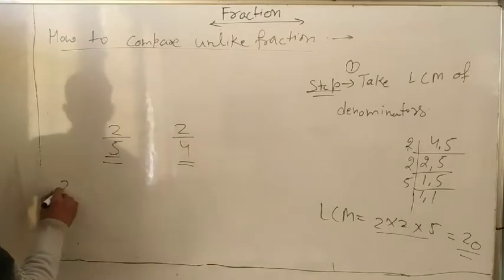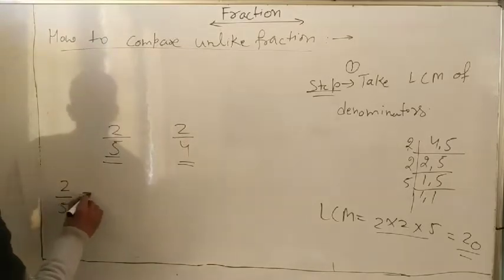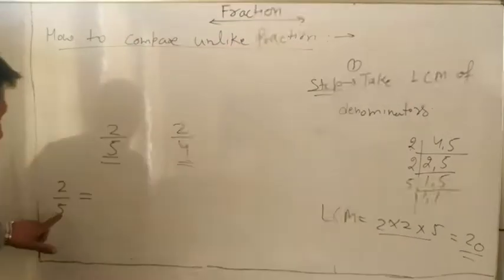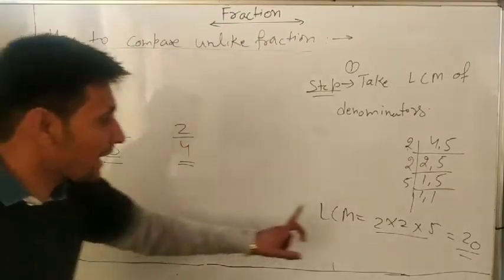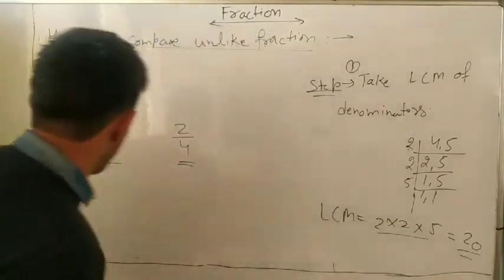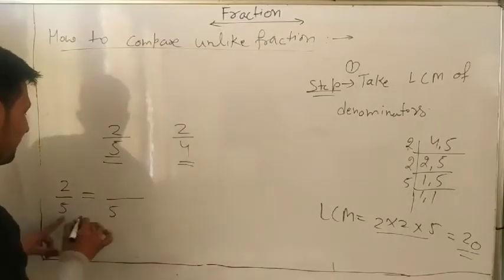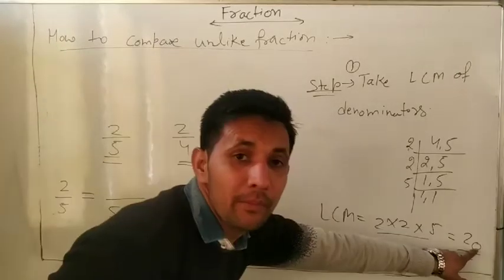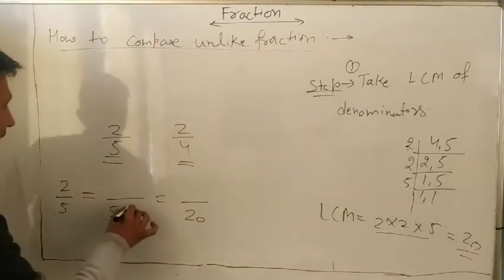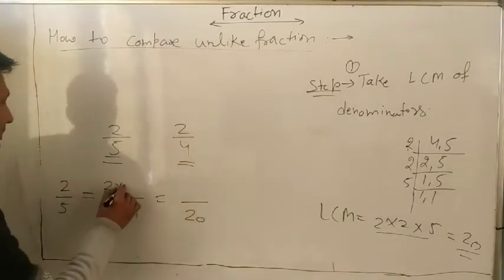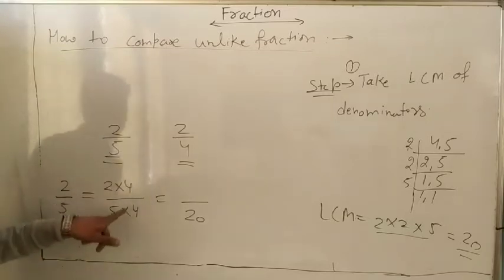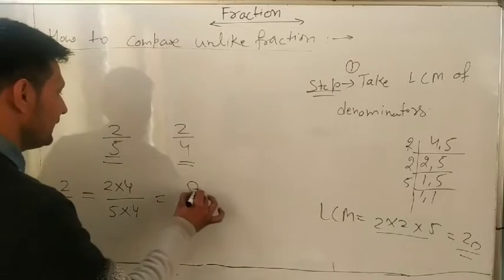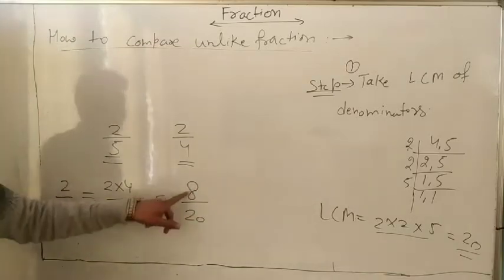Now it is 2 by 5, and we know the LCM is 20. So we will make the denominator like the LCM. What number will you multiply by 5 to become 20? 4. And always multiply numerator and denominator by the same number. 4, 4, 4. So 8 by 20. So 2 by 5 equals 8 by 20.